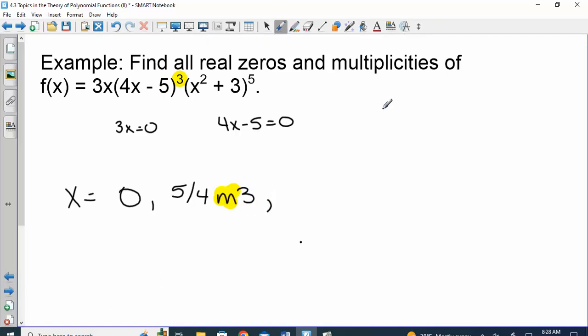X squared plus 3, if I set that equal to 0, subtracting 3, x squared equals negative 3. Take the square root, plus or minus i square root of 3. So x equals plus and minus i radical 3. You can write those together, or if you prefer to separate them, that's okay. Each of those has a multiplicity of 5.